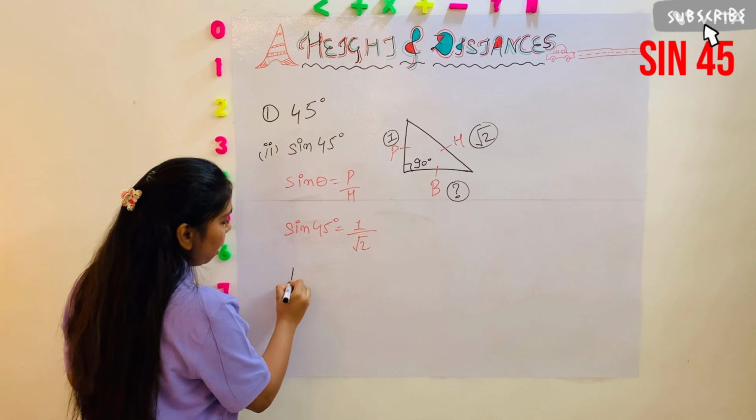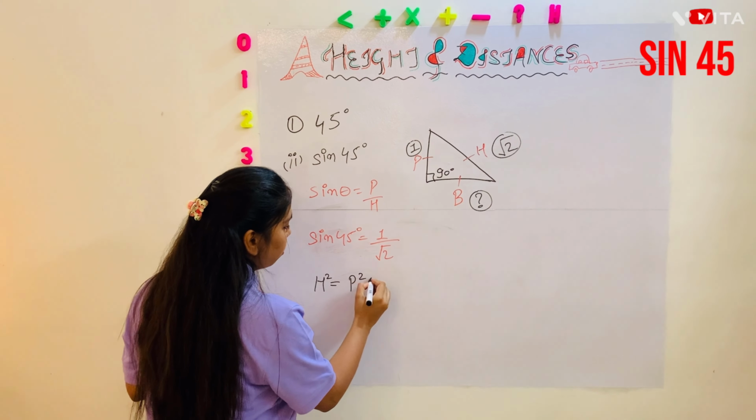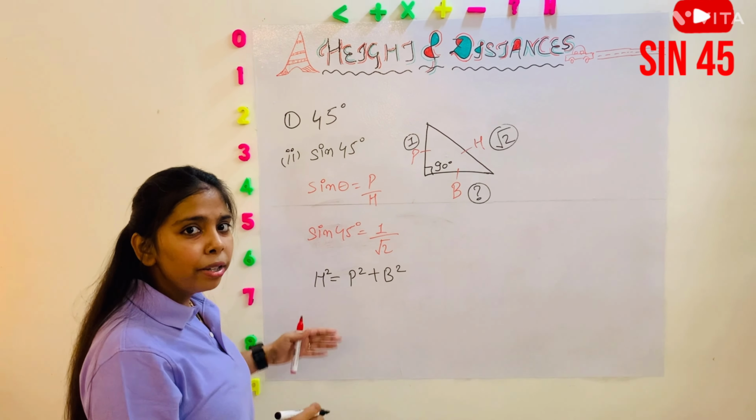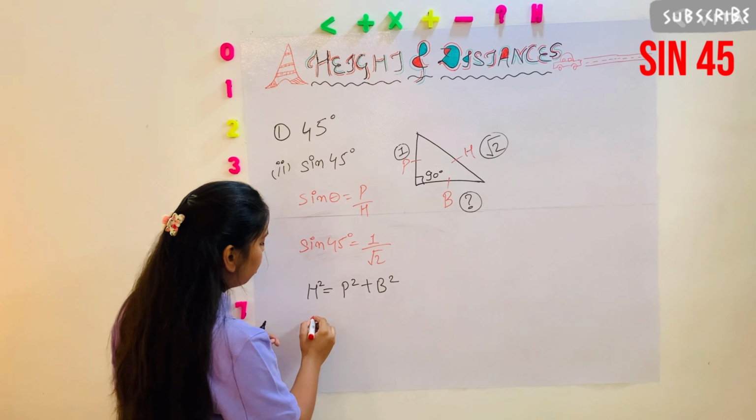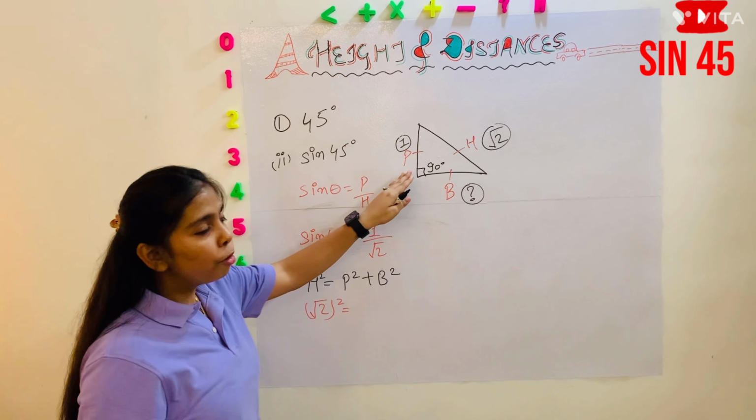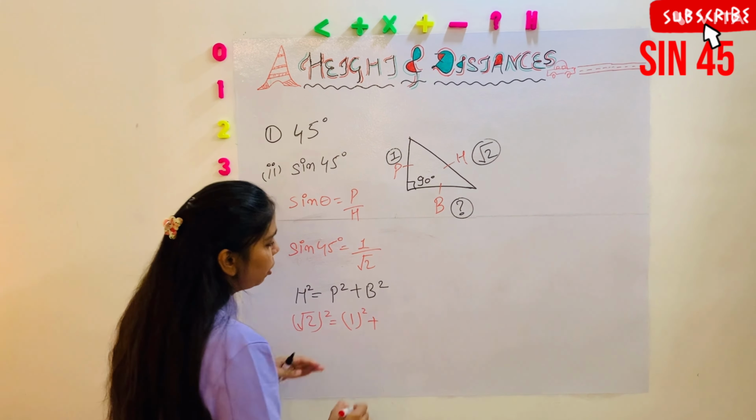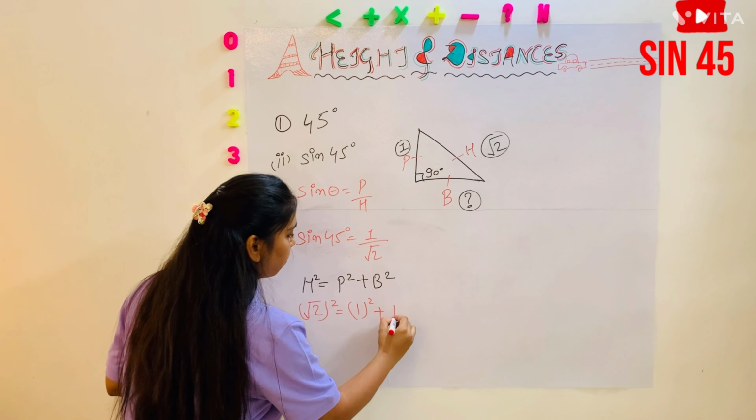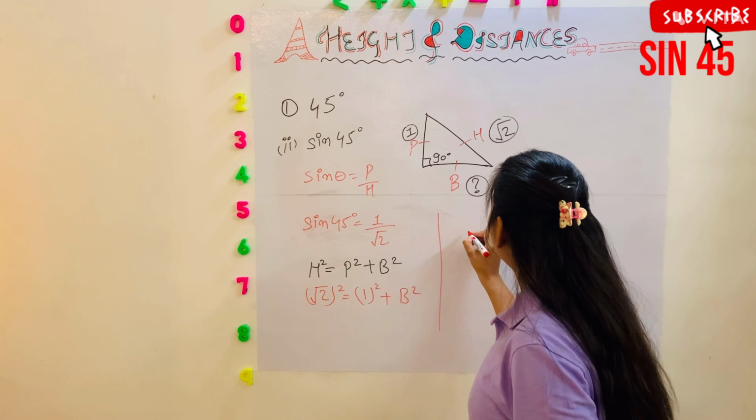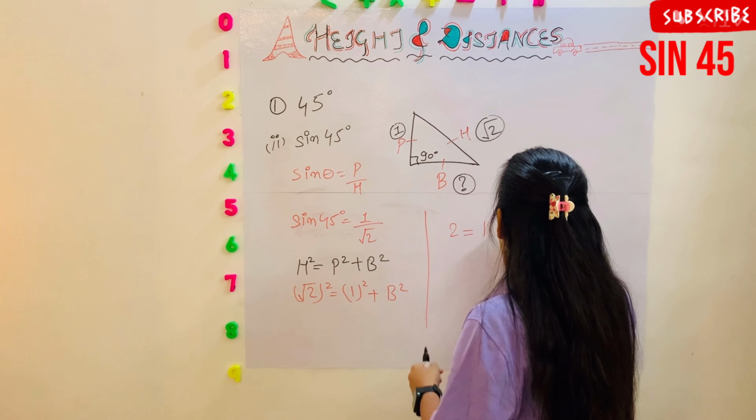Okay. So the Pythagoras equation is hypotenuse square is equals to perpendicular square plus base square. And the value of hypotenuse is under root 2, so here the square of under root 2. And the value of perpendicular is equals to 1, so the square of 1. And we don't know about the value of base, so here is base square. Under root 2 square will give 2. Okay. And 1 square will give 1. And this is base square.